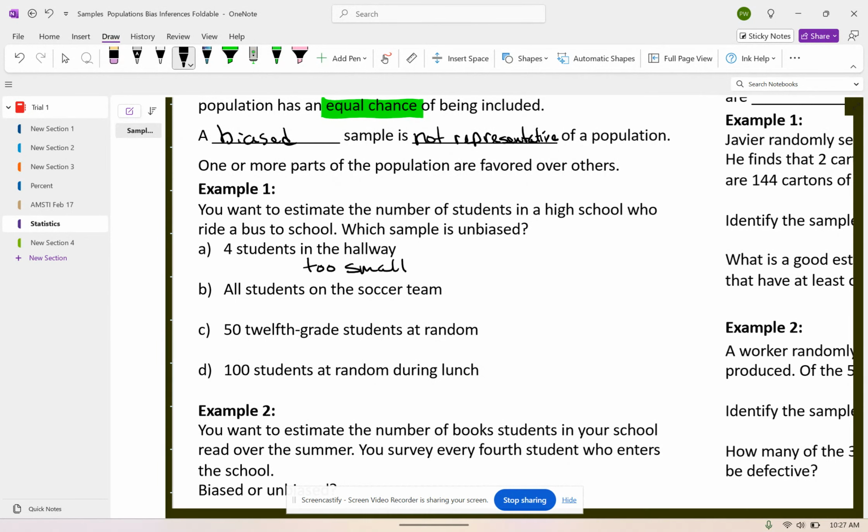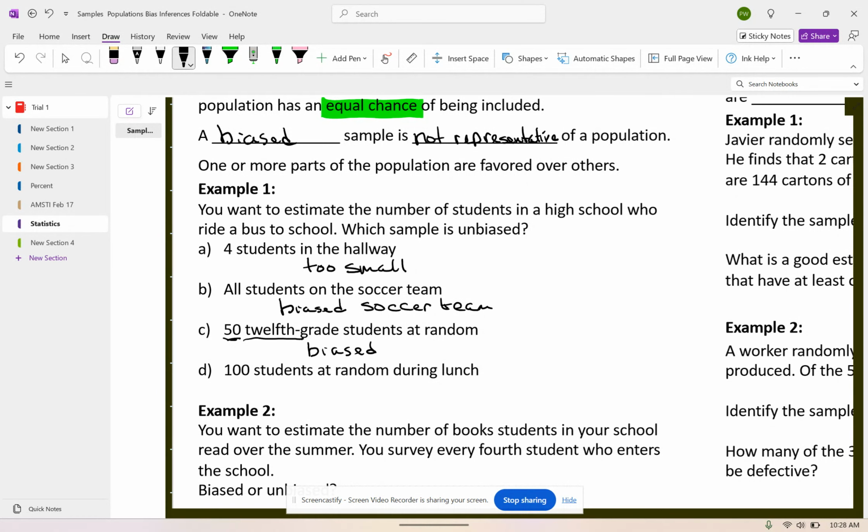All students on the soccer team. Well, that's just biased because it's only the soccer team. So we're restricting ourselves. We're not getting everybody in there, just the soccer team. 50 12th grade students. Well, that's not very many, but it's also biased, that is just 12th grade. And think about it, 12th grade students are probably driving home, so there's something else going on.